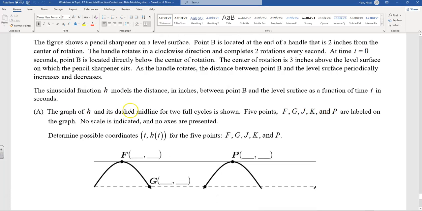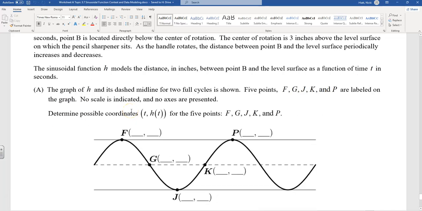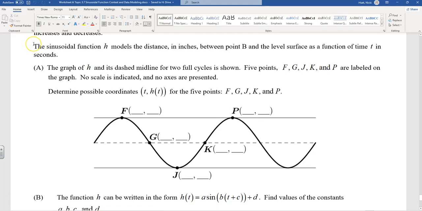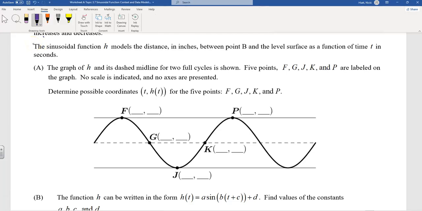So no matter what the scenario is, they don't change this part. This part right here is going to be the same, no matter what the prompt is. And the picture does not change. So the picture, F is going to be a maximum point, G is midline, J is minimum, K is midline, P is maximum. That stuff's staying the same no matter what the scenario is.